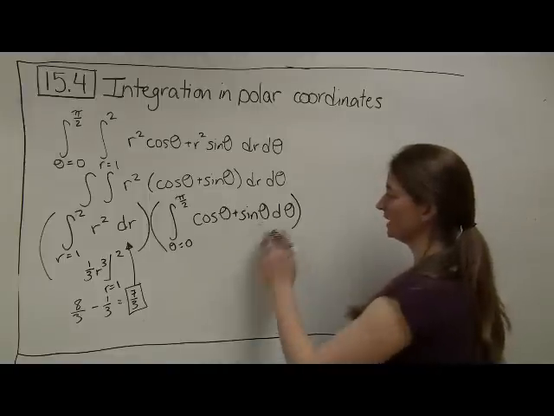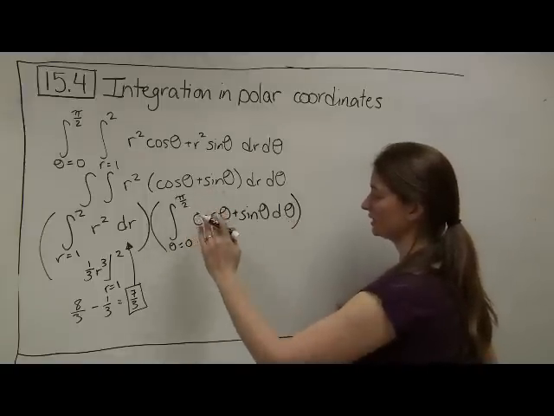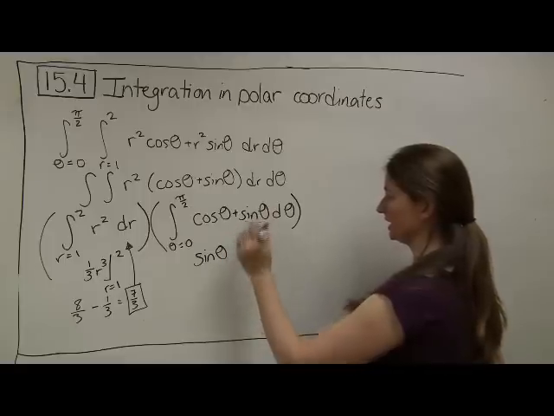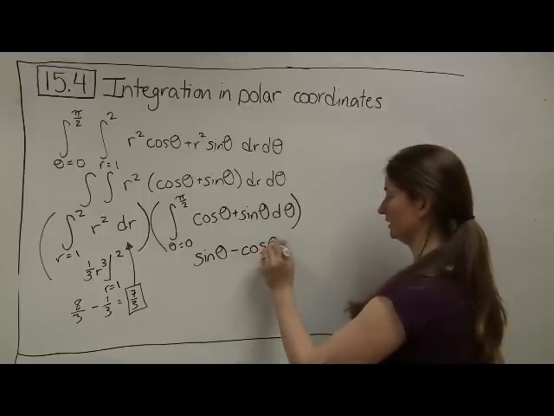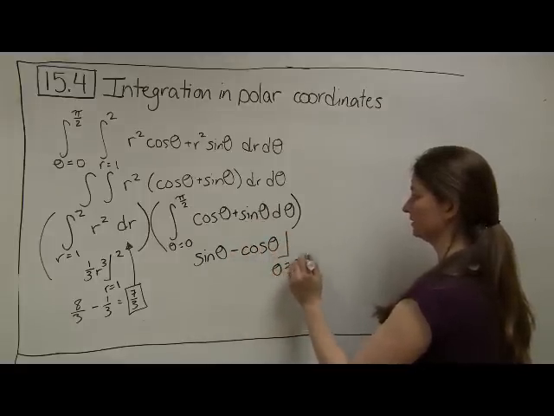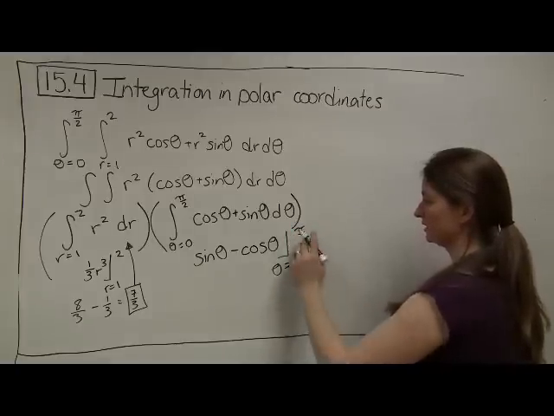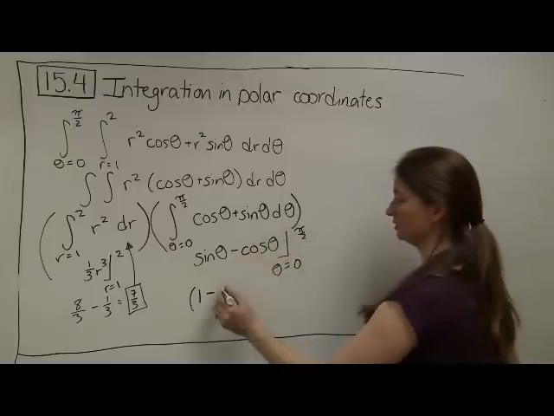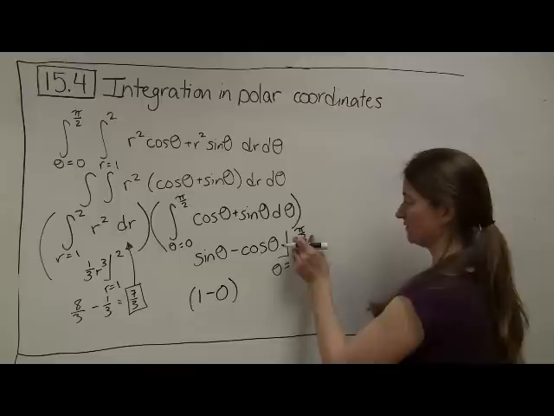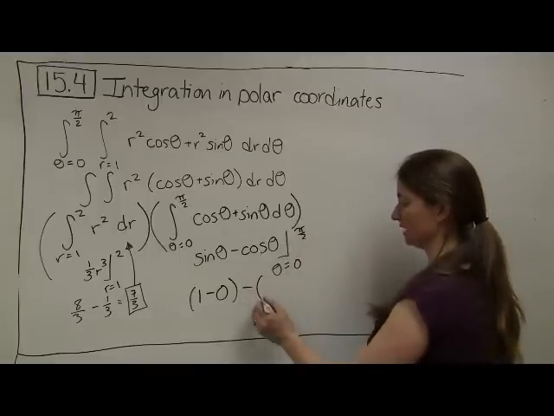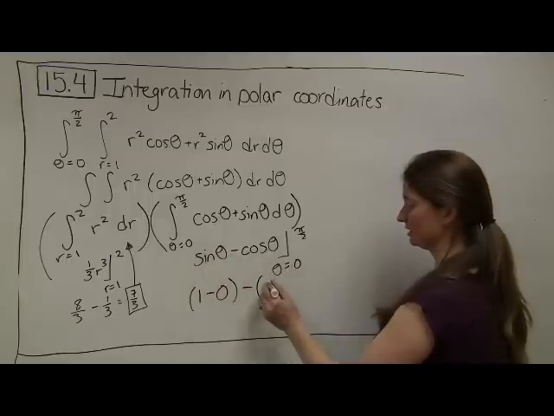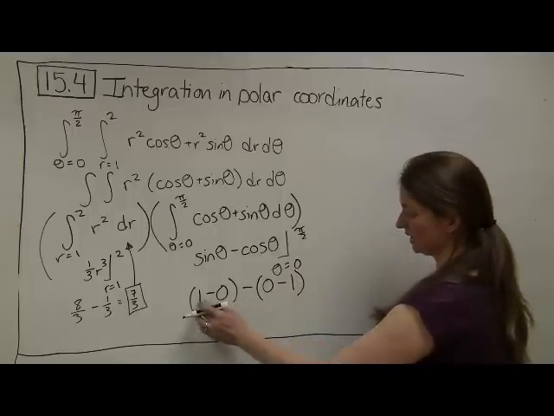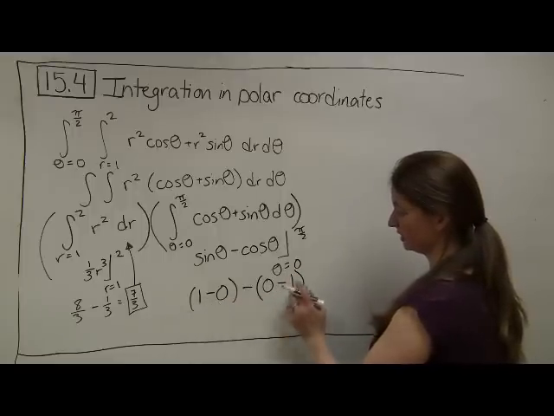This chunk over here, when I integrate with respect to theta, the integral of cosine is sine, so I end up with sine theta. The integral of sine is negative cosine, and I evaluate that from theta equals 0 to pi over 2. The sine of pi over 2 is 1. The cosine of pi over 2 is 0. So I get 1 minus 0 when I evaluate at pi over 2. And then I'm going to subtract out the sine of 0, which is 0, minus the cosine of 0, which is 1. And so I have 1 minus negative 1, which is 2.